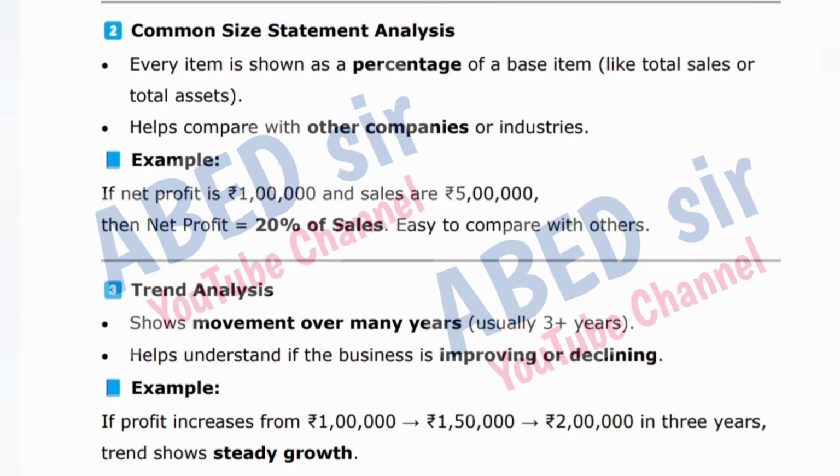3. Trend analysis. Shows movement over many years, usually 3+ years. Helps understand if the business is improving or declining. Example: if profit increases from 1 lakh rupees to 1,50,000 rupees to 2 lakh rupees in 3 years, trend shows steady growth.